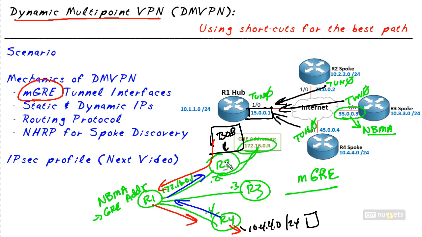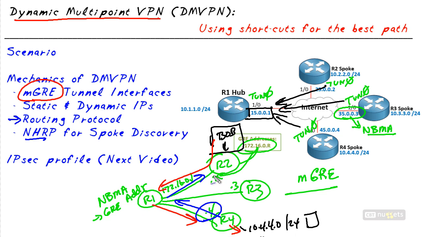Now here's the magic of how DMVPN and the protocol called NHRP really kick in. Through the routing protocol, R4 is advertising to R1 about the 10.44 network, and R1 is advertising up to R2 about this 10.44 network. And what R2 is going to believe is that the route to get to 10.4.4, it's going to think that the next hop is 172.16.0.4, this guy right here, and to get to that, the interface we're going to use is our GRE interface here on R2. So the first packet is going to go up to R1, and then R1 is going to reroute it down to R4 and be forwarded.